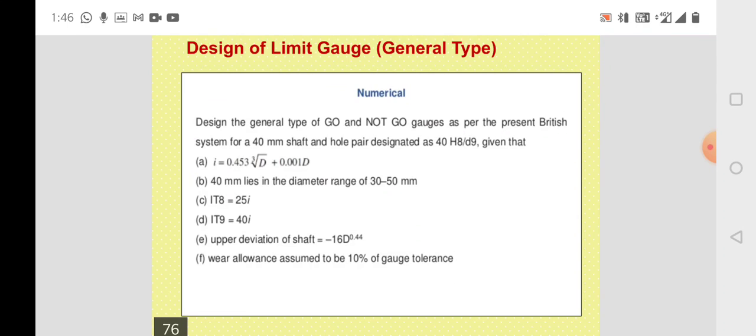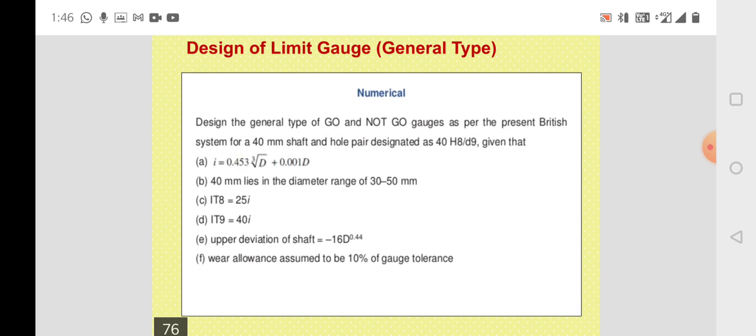So limit design for limit gauge, general type. In which we'll see a problem, and you can understand from this how we can design the go and no go gauges for the hole and the shaft. So design the general type go and no go gauges as per the present Indian standard, IS 919. It is written here British, but it should be IS 919.